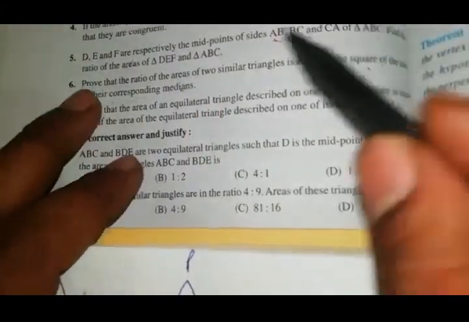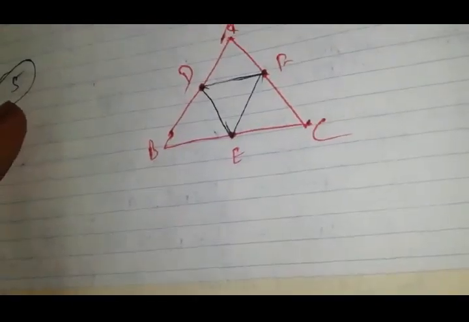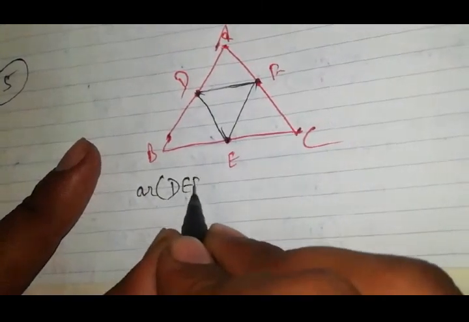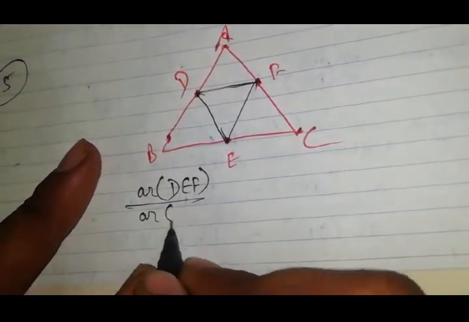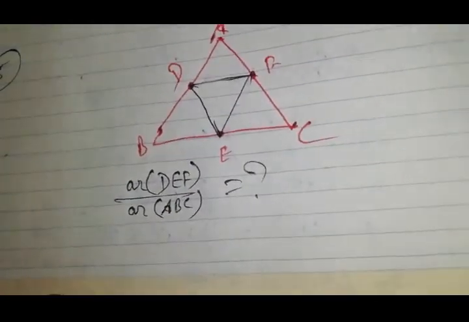Now what we have to find is the ratio of the areas of triangle DEF and ABC. So here we have to find area of triangle DEF upon area of triangle ABC. This is what we have to find.